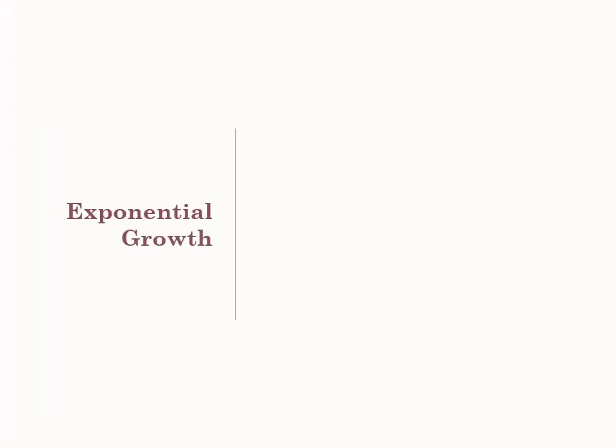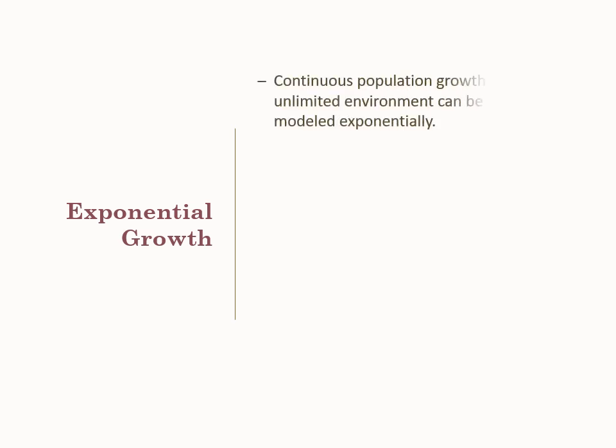I'm sure you've studied exponential growth before in algebra class and biology class, so this should look pretty familiar to you. Exponential growth is the form of population growth that we were looking at for geometric growth, but in this case we can use this with continuous populations in an unlimited environment where they have overlapping generations.